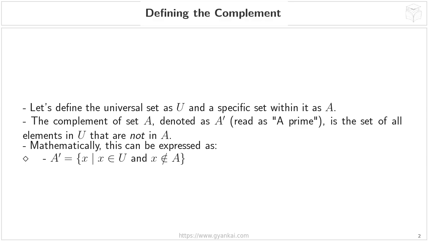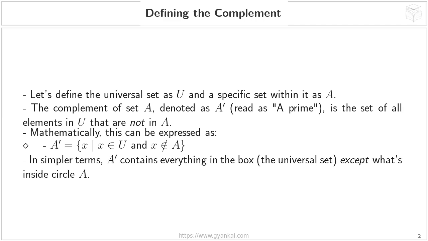What this means is, we're defining A prime as a collection of all the x values that satisfy two conditions. First, they must be found within the universal set U, and second, they must not be found within set A. To put it in even simpler terms, and to connect it to what we discussed earlier about Venn diagrams, A prime contains everything inside our box, that's the universal set, except for whatever is inside the circle representing set A.